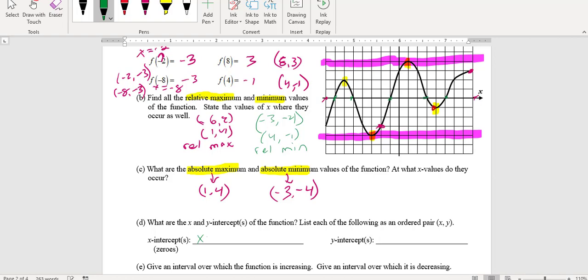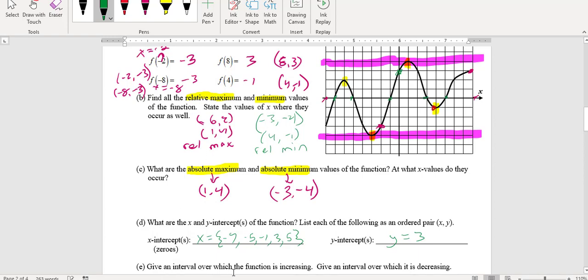So I see x-intercepts at x equals -7, -5, -1, 3, and 5. But I only see one y-intercept. The one y-intercept that I see occurs right there at y equals 3. Okay?